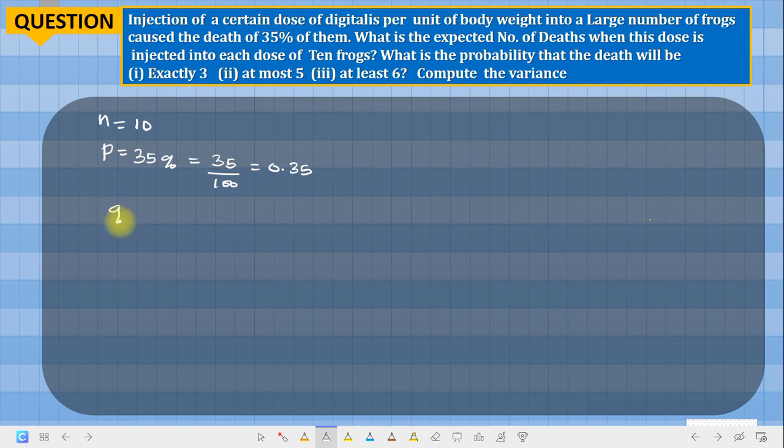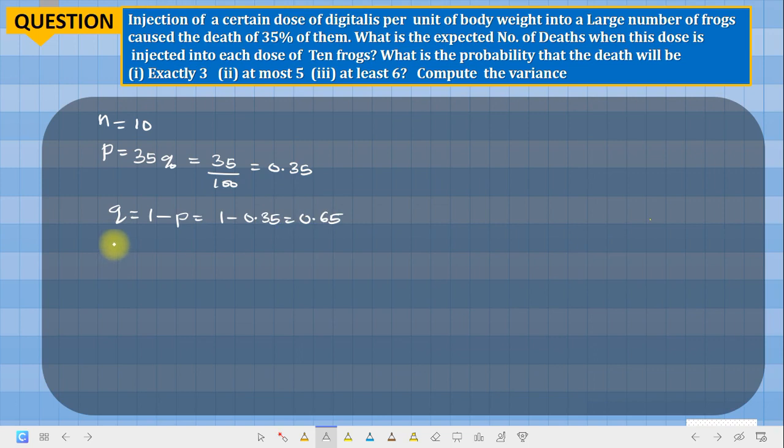Now what is our q? The probability that they will not die will be what? 1 minus p, and that is equal to 1 minus 0.35, and that is equal to 0.65. Are you getting this now?